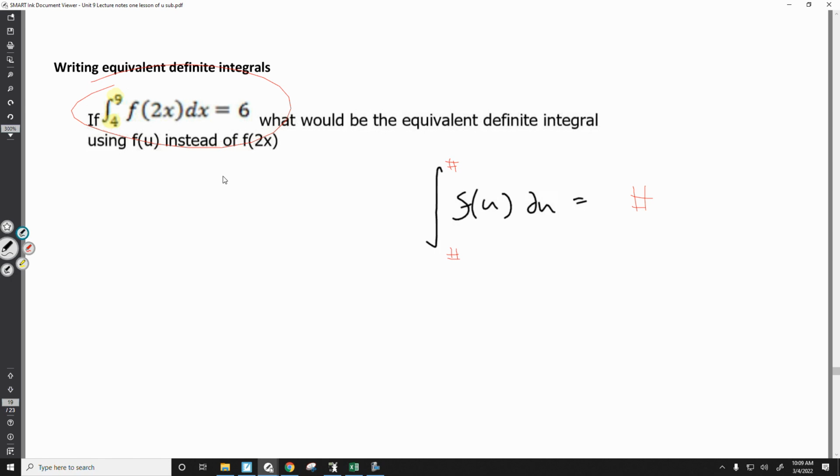The 6 plays a factor in the answer. 6 is not this number. I'll tell you that.